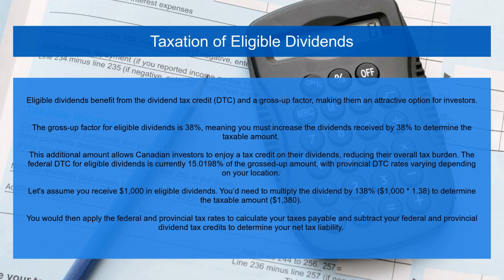Let's assume you receive $1,000 in eligible dividends. You'd need to multiply the dividend by 138%, $1,000 * 1.38, to determine the taxable amount, $1,380. You would then apply the federal and provincial tax rates to calculate your taxes payable and subtract your federal and provincial dividend tax credits to determine your net tax liability.